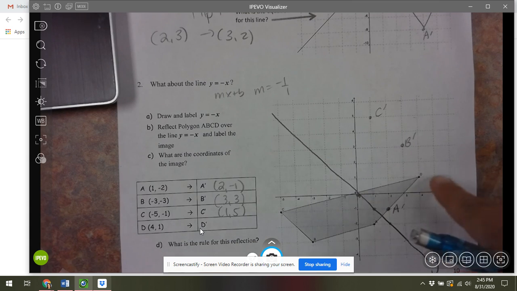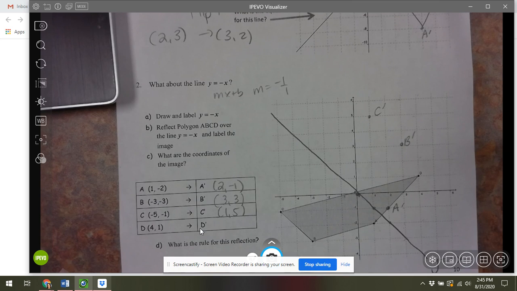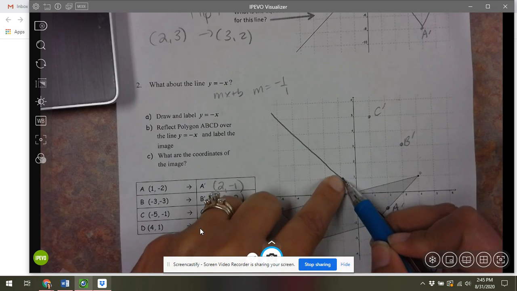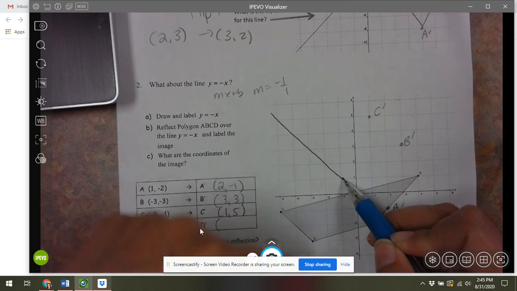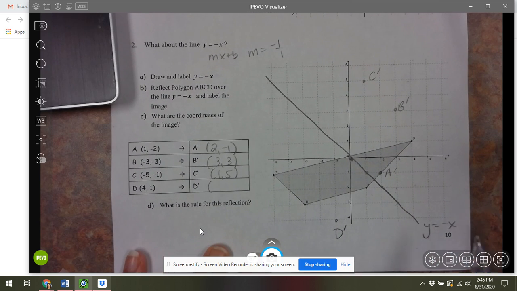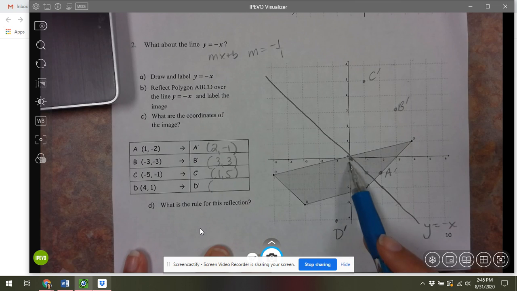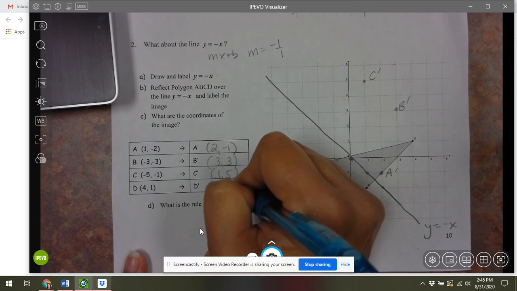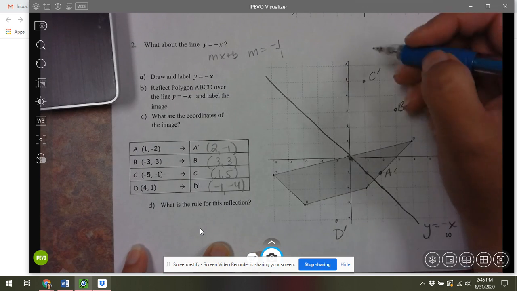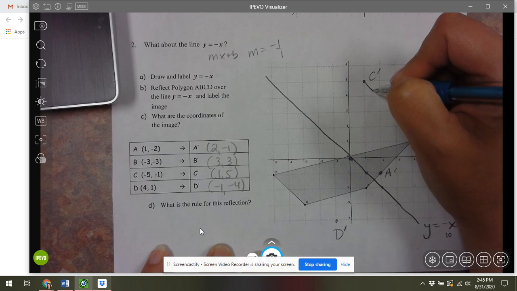And then D. D was already on this side. So D has to go down here to the other side. D is the point 4, 1. So I go 1, 2, 3, 4, 5 to get to the line. So now I need to go down 1, 2, 3, 4, 5. And there's my D prime. I'll scooch the paper up so you can see it. So D prime is the point -1, -4. What happened to those numbers? Think about that. What happened to those numbers?